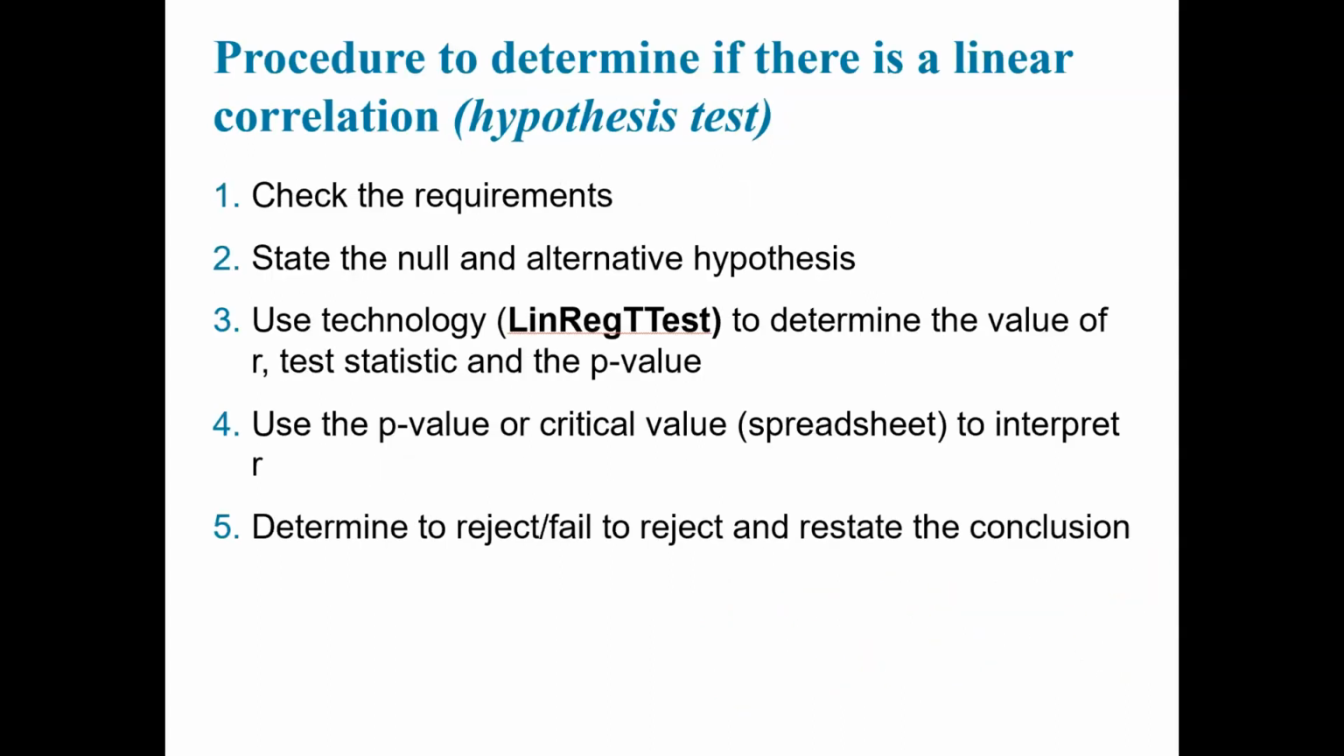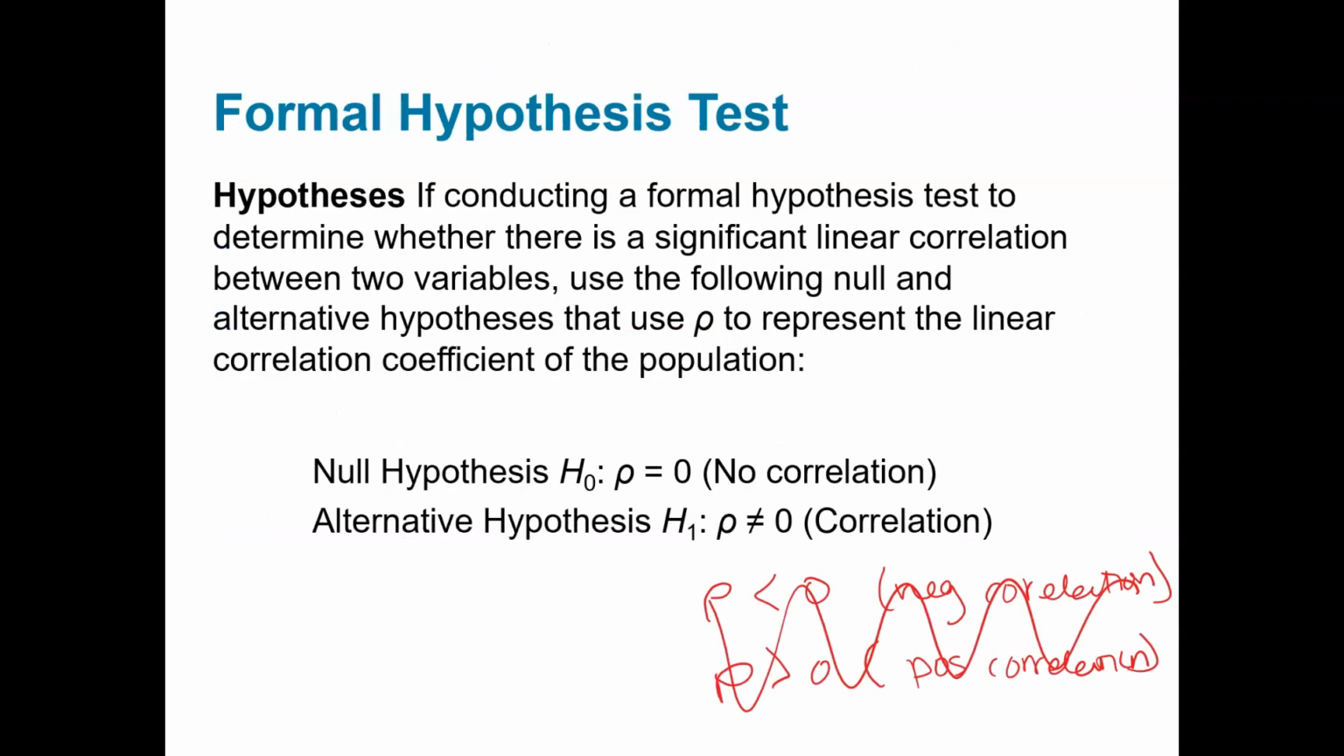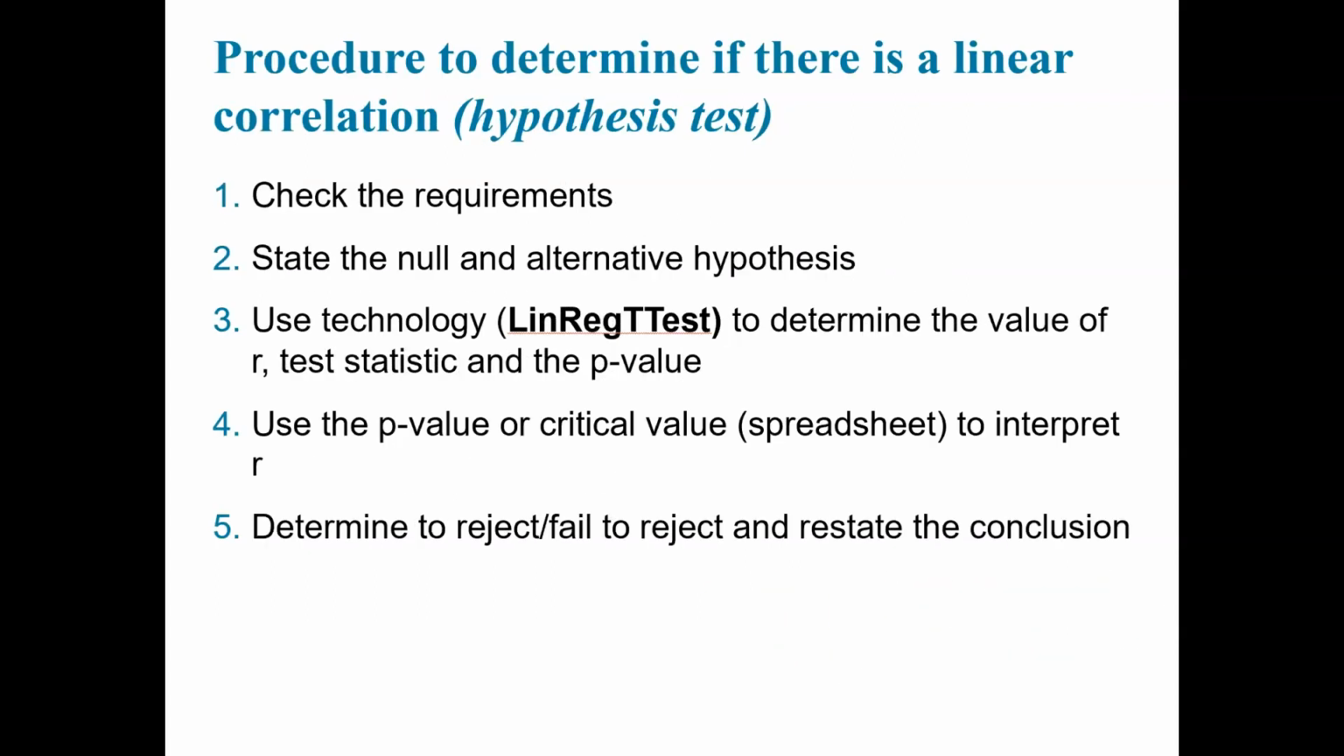So the procedure here is we're going to check the requirements, which we're going to assume are met. Then we're going to state the null and alternative hypotheses, which is always going to be this, for the most part. We're going to use technology to determine the value of r, the test statistic, and the p-value. And we're going to use the p-value, or the critical value, which we saw in the spreadsheet, to interpret what r means, and then determine to reject or fail to reject, and restate the conclusion.